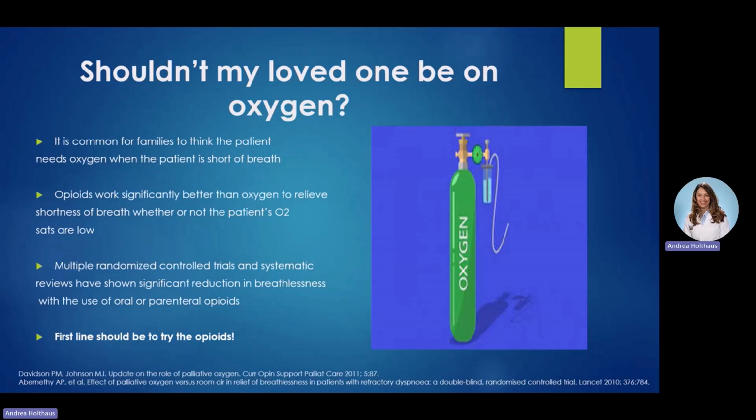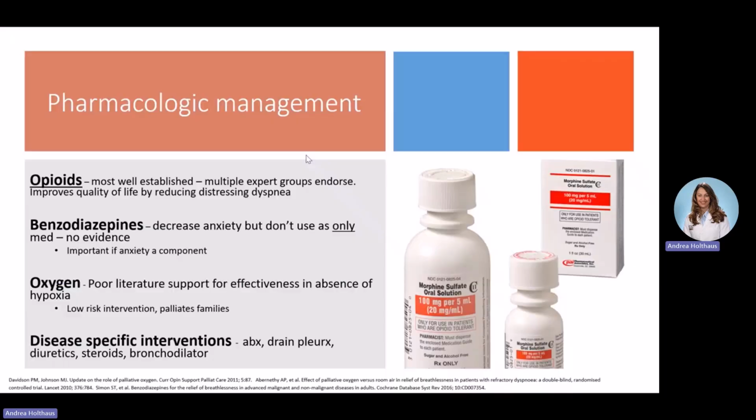There have been multiple randomized controlled trials and systematic reviews that showed significant reduction in breathlessness with the use of oral or IV opioids. So first line would be to try the opioids. And then for pharmacologic management of dyspnea, as mentioned, opioids are the most well-established, with multiple expert groups endorsing them.